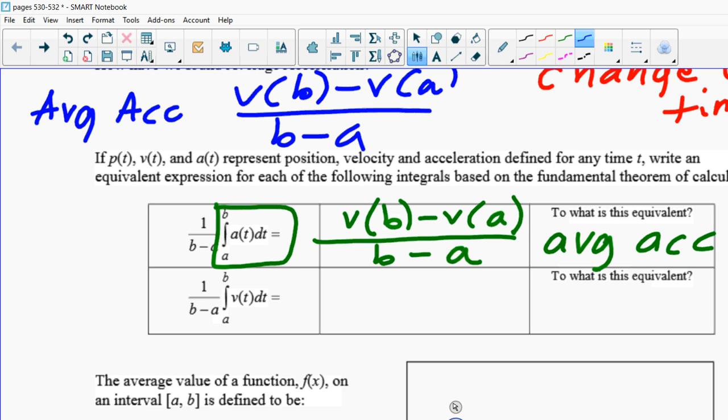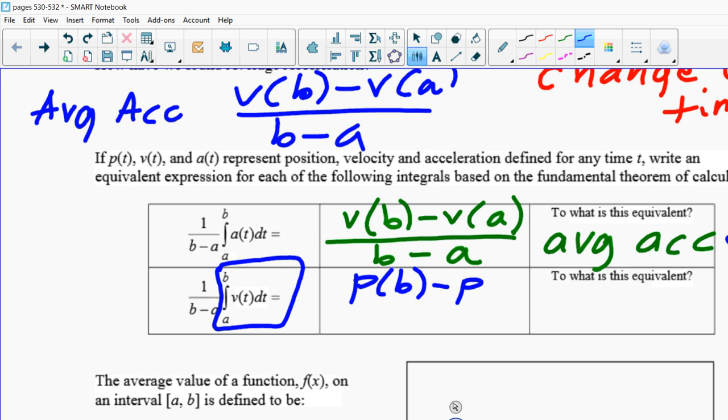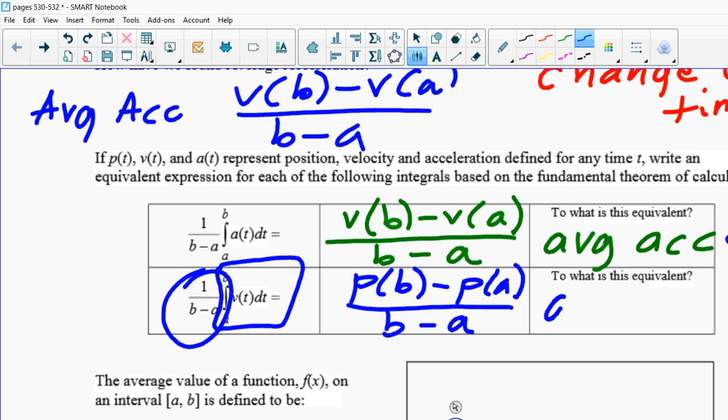All right. So look, average acceleration. You are integrating the acceleration and dividing by B minus A. Now what about this one? What's this piece using the fundamental theorem? Good. P of B minus P of A. But then we pull this part in, so that's over B minus A. What's that? That's the average velocity. Okay, mind blown.